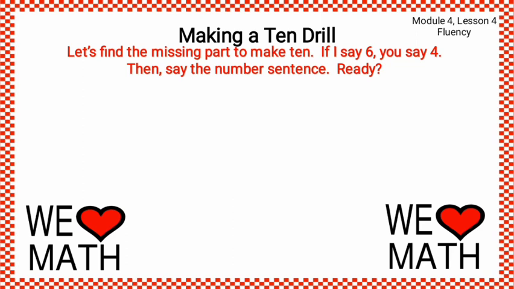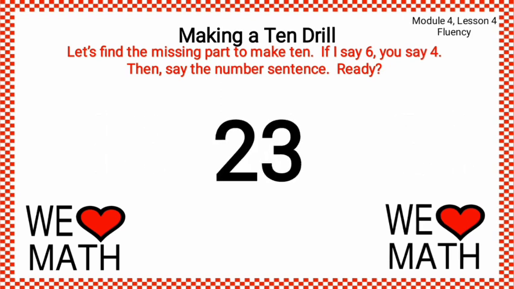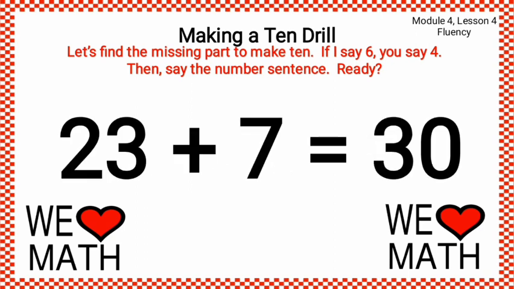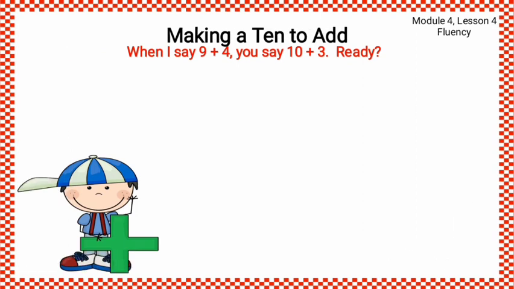Okay. Now, let's get fully started. 16. What should be added to make a 10? It's 4 also, because 16 plus 4 is 20. Alright. What about 23? What is needed to make a 10? Good, 7. So 23 plus 7 is what? 30. Now, are you ready for the next one?